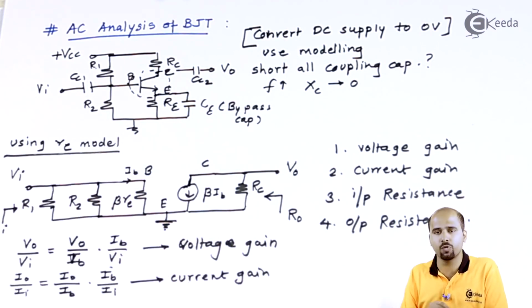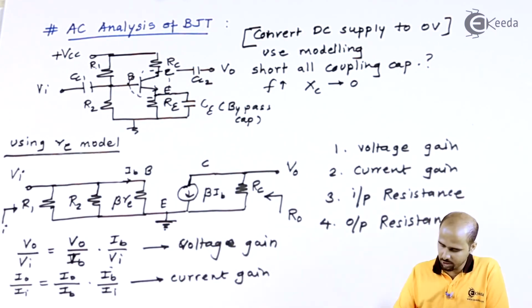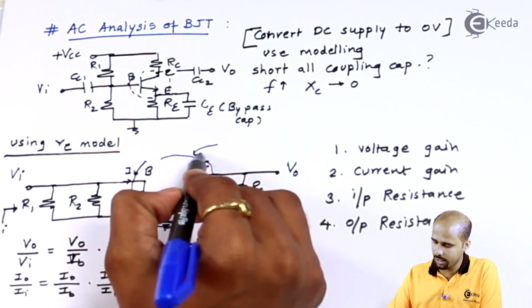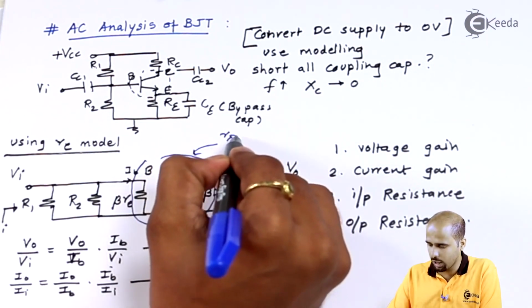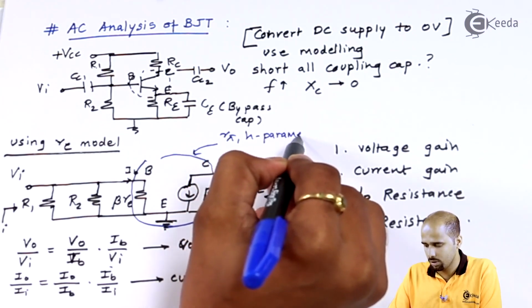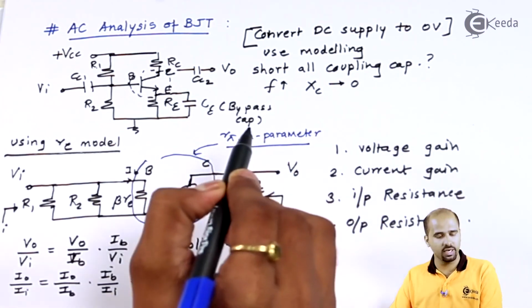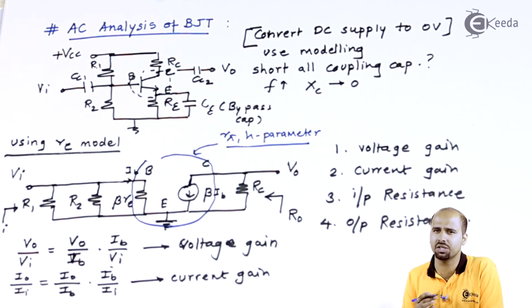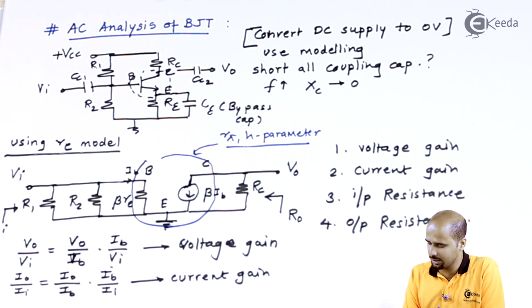Whatever we have drawn is for the RE model. We can replace this complete circuit by any other model, either the RPi model or the H parameter model. And as we know the relations amongst them, we can also find out the voltage gain and current gain even if a parameter of any other model is given. I can figure out the value of voltage gain and current gain, whatever parameter is required.